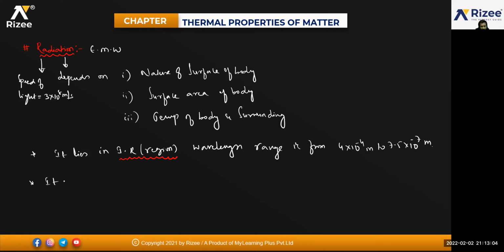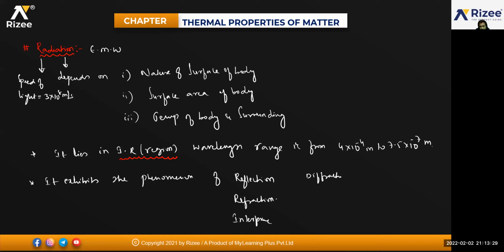I can say it exhibits the phenomenon of reflection. It undergoes reflection, refraction, and interference. It also undergoes diffraction and polarization. Something like wave optics. So radiation exhibits the phenomenon of reflection, refraction, interference, diffraction, polarization, and also transmission.